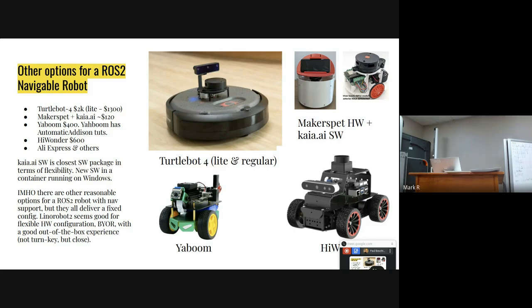And let's see, I'm just going to plug this in until we need to. But there are other options for a ROS2 navigable robot. The Turtlebot 4, you can get in a light and a regular model. The regular has like a big thing on top of it. I don't know what's in it. But it's the canonical ROS2 robot. If ROS doesn't work with Turtlebot, ROS is broken. But it doesn't use micro-ROS.